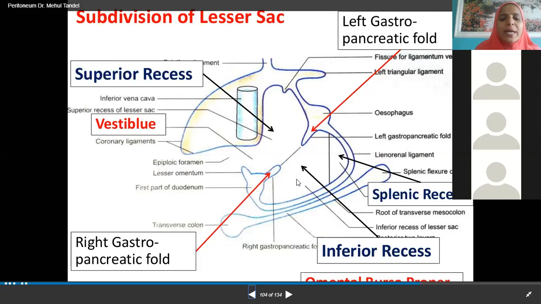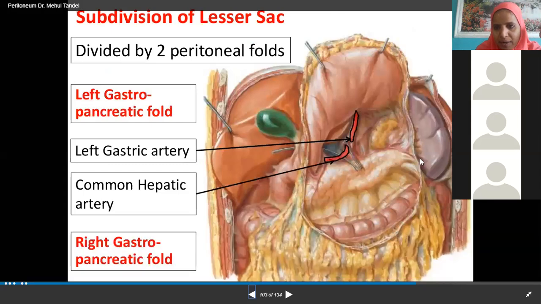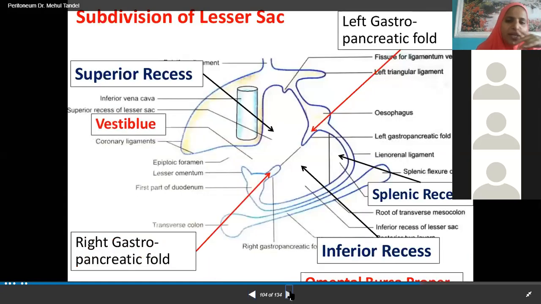sac into two areas. Above these arbitrary lines you call it as superior recess, below you call it as inferior recess. Is it clear? So if you just consider this as the line of attachment, above is the superior recess and below is the inferior recess of the lesser sac.